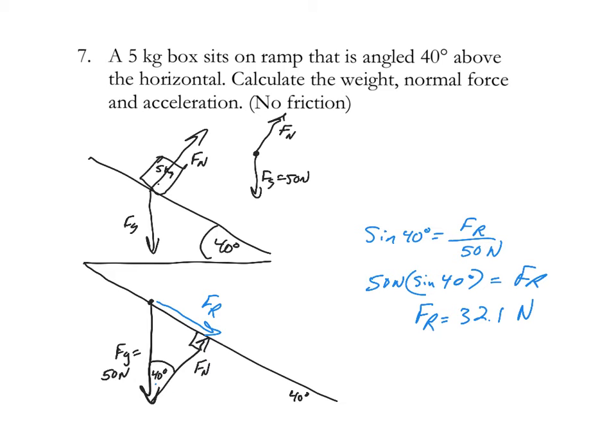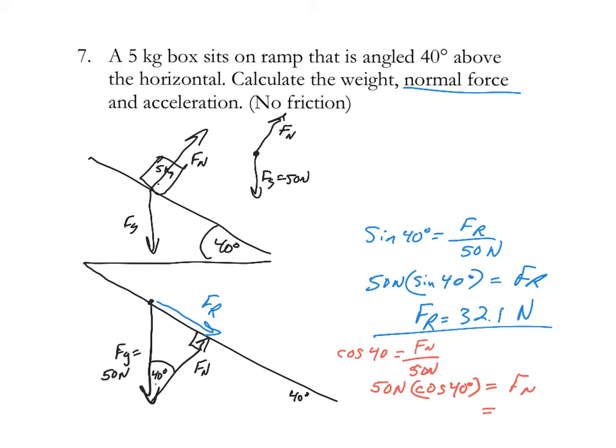newtons. Now, it asks for the normal force, so that's just cosine. Cosine of 40 degrees equals adjacent, which is force normal, divided by hypotenuse, which is 50. 50 newtons times the cosine of 40 equals force normal, which equals 50 times cosine of 40, 38.3.